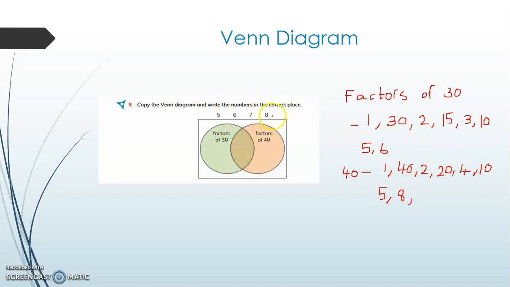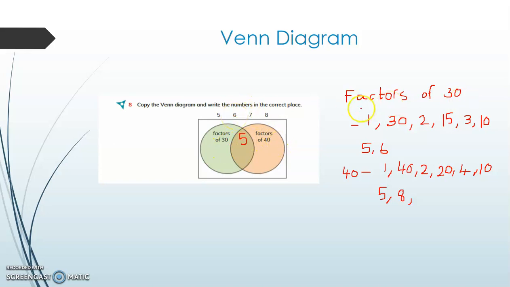Now what are the numbers given here? 5, 6, 7 and 8. We have to just fill this. Is 5 a factor of 30? Yes. Is 5 a factor of 40? Yes. 5 is a factor of 30 as well as 40. But where does its place come? In this intersection, because it is a factor of both 30 as well as 40.